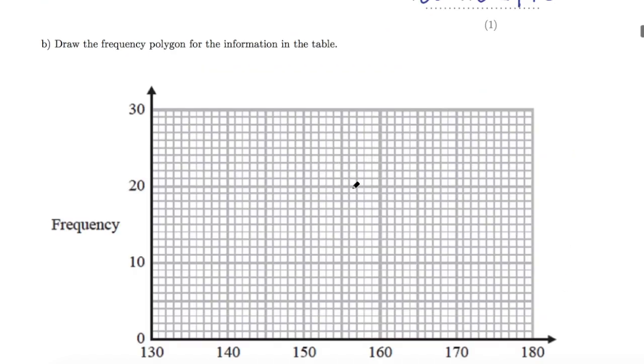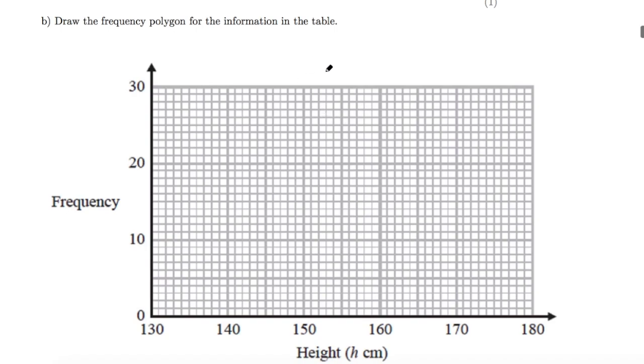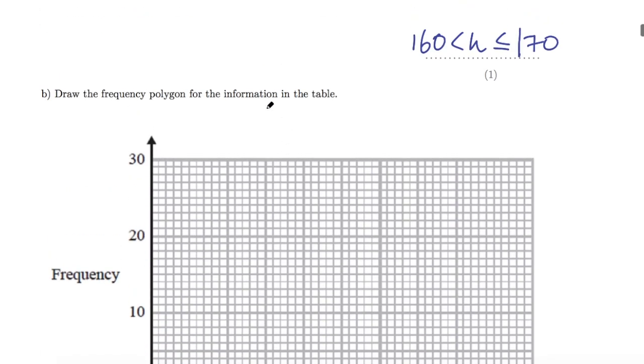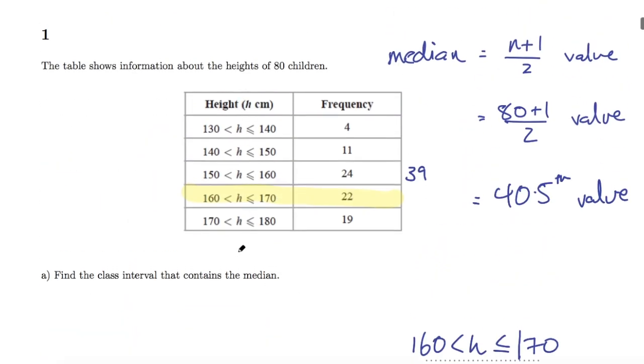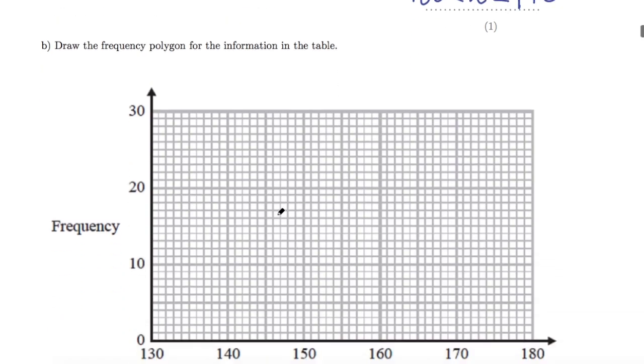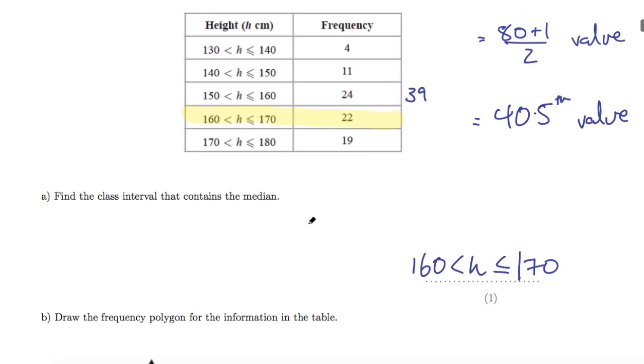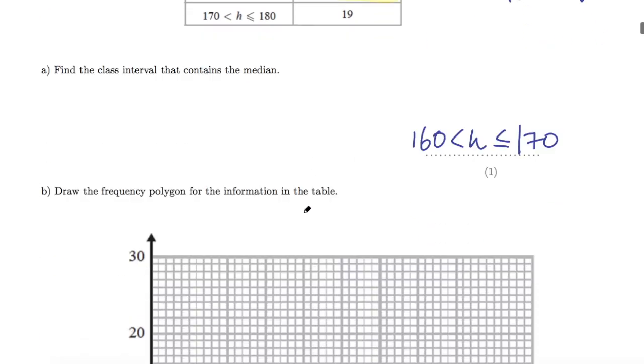Part B says draw the frequency polygon for the information in the table. So the key thing about frequency polygons that you need to remember is that we plot them at the midpoints of the intervals. So if we take this frequency of 4, we need to plot it halfway between 130 and 140, so at 135. So all of these midpoints will be 135, 145, 155, 165, 175. And then we just need to plot the frequencies.